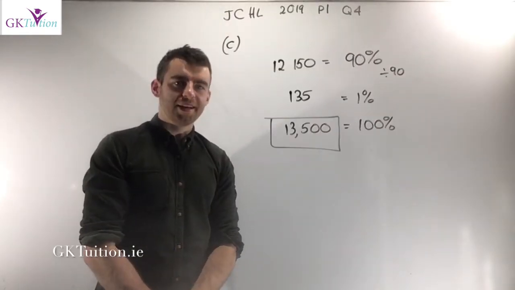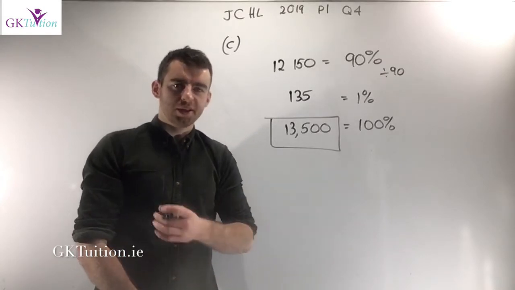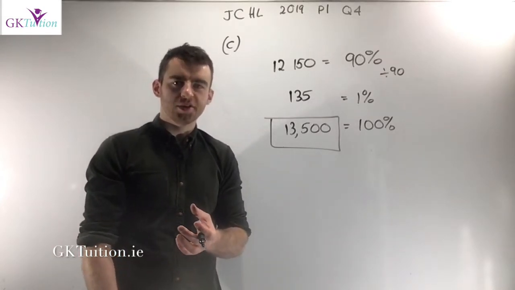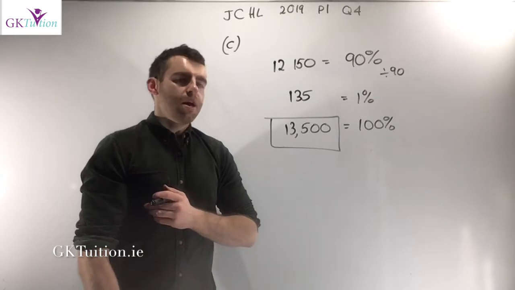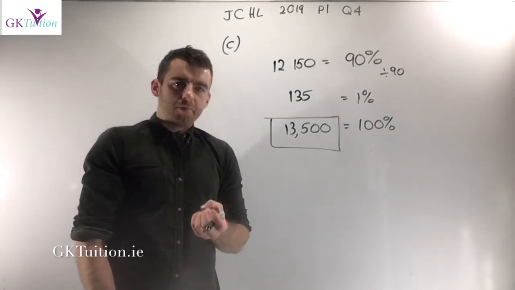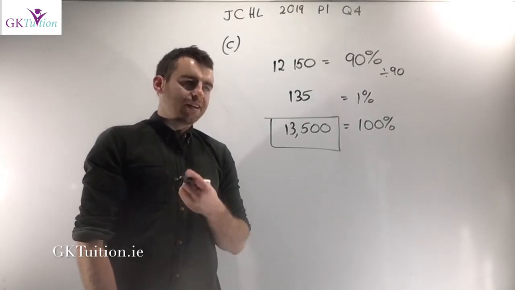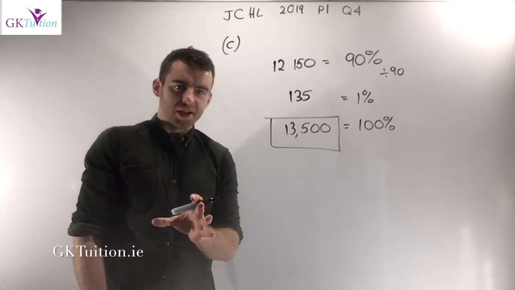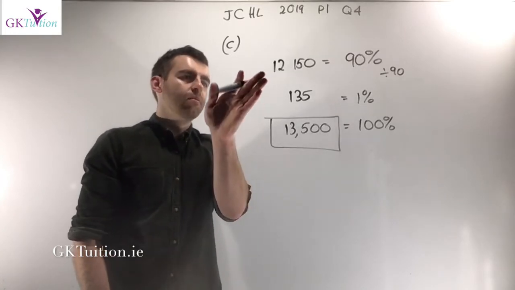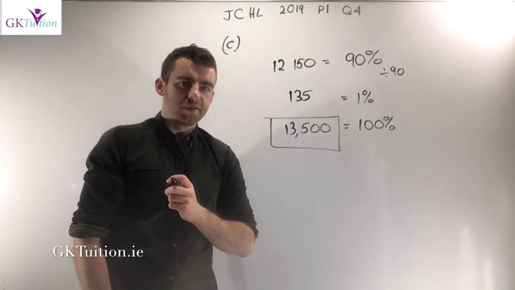Okay, part C again. We'll treat this question the exact same as we were treating the questions on VAT last week. In this question, we're told that Katie bought a motorbike 1 year ago, and that since she bought it, it has lost 10% of its value. And the value of it at the moment is €12,150.